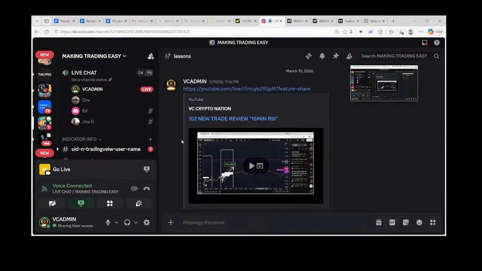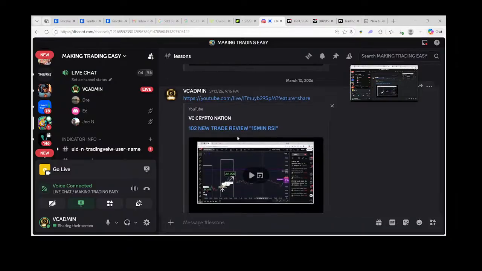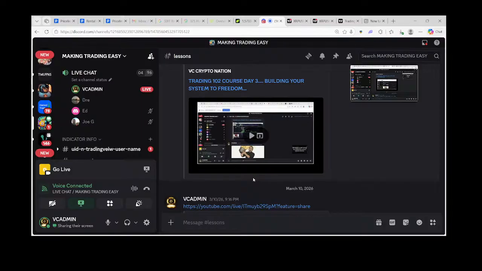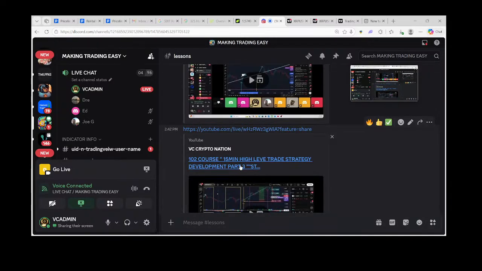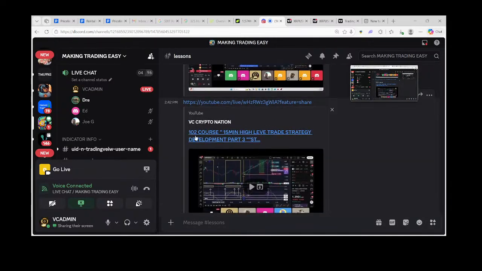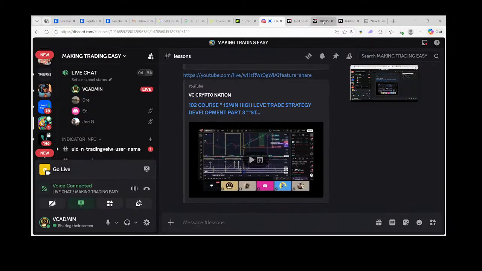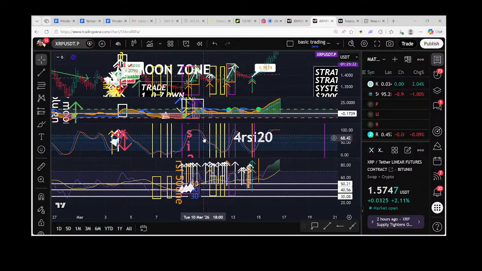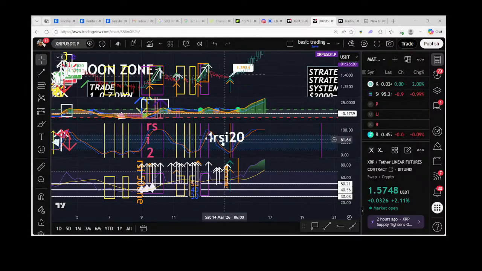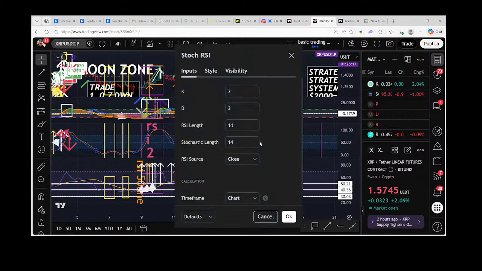So in here you're going to look for the 15-minute. You'll see that right here, the 102 trade review, 15-minute RSI. Then you'll see part 2 here, 15-minute RSI trade development part 2. Part 3, and then we're going to get into it today. So we'll do a quick recap of what we had in that whole thing, and then we'll dig into it right here.